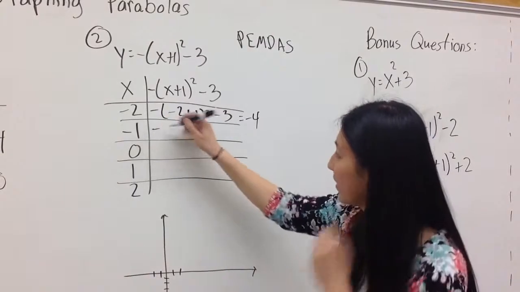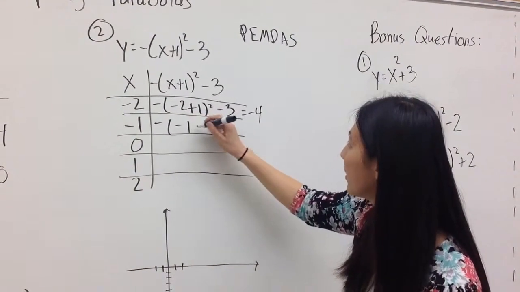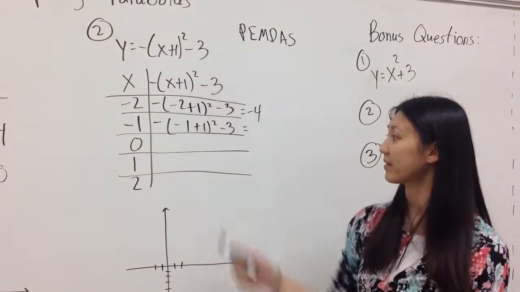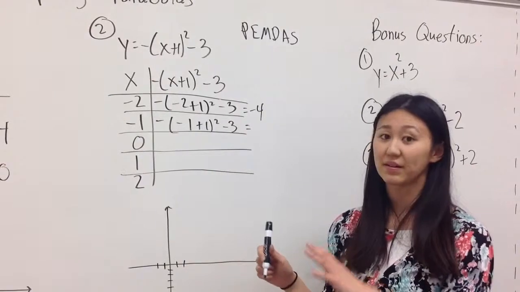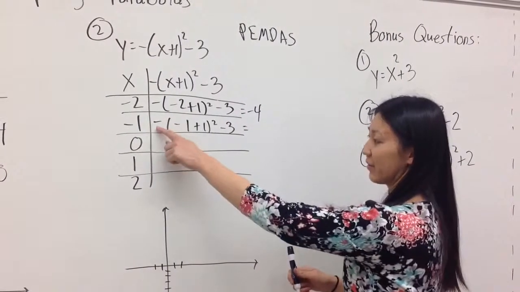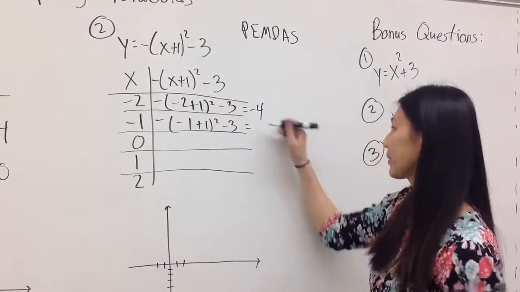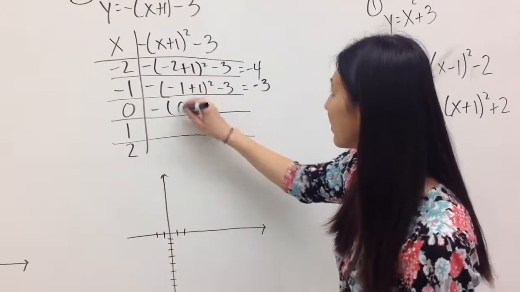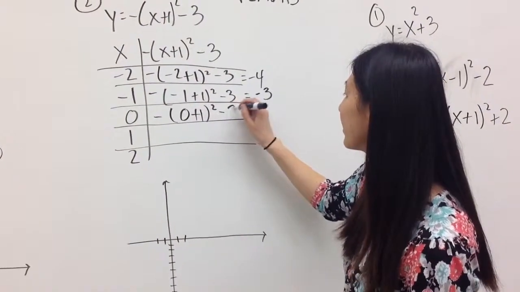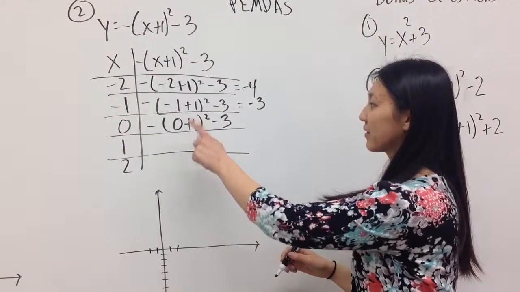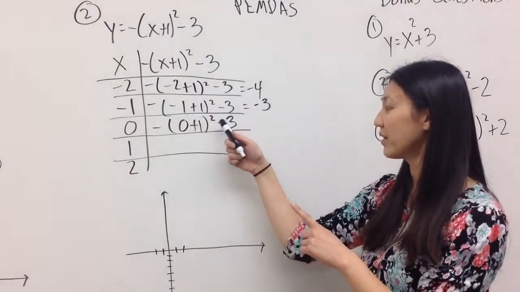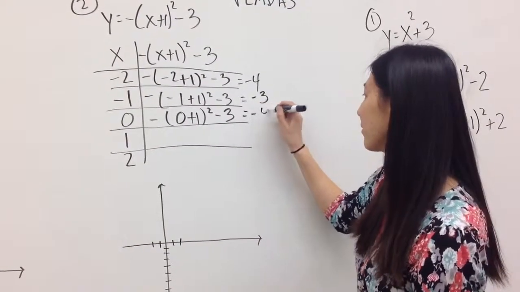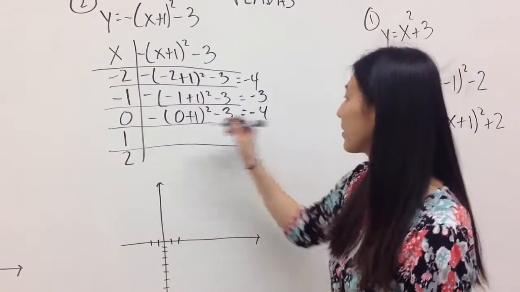Same thing here. I have that negative, and then -1 plus 1 squared minus 3. Again, I do my parentheses first. -1 plus 1 is 0. Squared is 0 times the -1 on the outside is still 0. Minus 3 is -3. Okay, I'm going to work with the 0 next. So 0 plus 1 squared minus 3. Again, my parentheses, 0 plus 1 is 1. Squared is 1 times the -1 is -1. Minus 3 is -4.